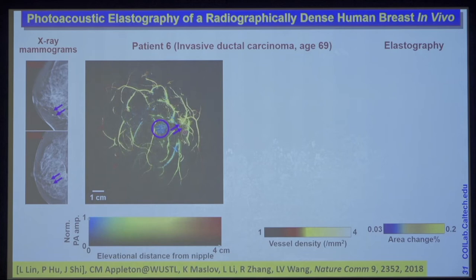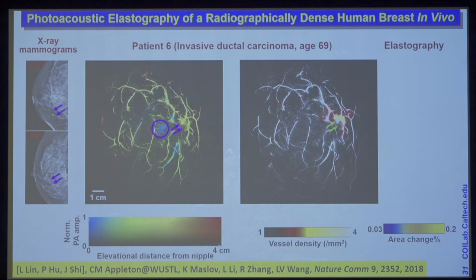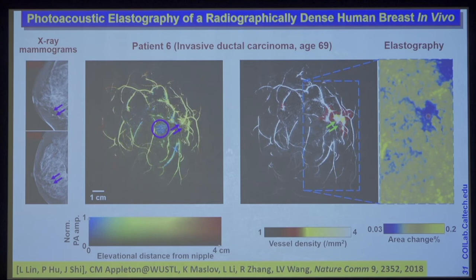This is a blood vessel density map. At the same time, we can image elastography. So we're providing elastography to image the stiffness of this tumor. You can see this tumor region is stiffer than the surrounding normal tissue.